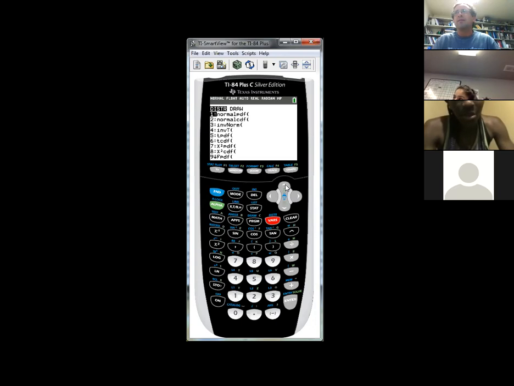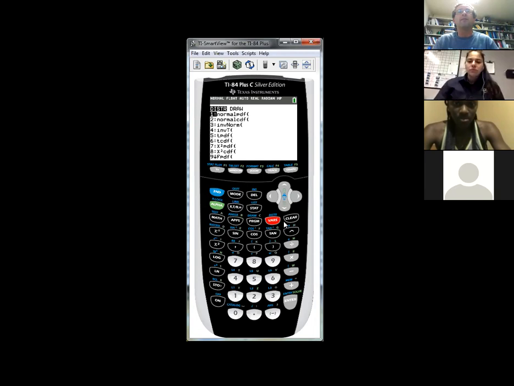There's nothing coming up. Nothing coming up? Okay, so you might want to turn it off and turn it back on, the old, foolproof way of making a calculator work. And then start again, hit clear. So hit clear, and then hit second, and then VARS, which is the distribution key. See if that works.